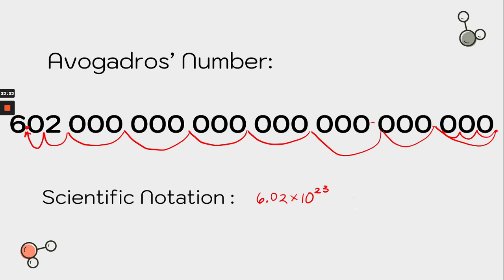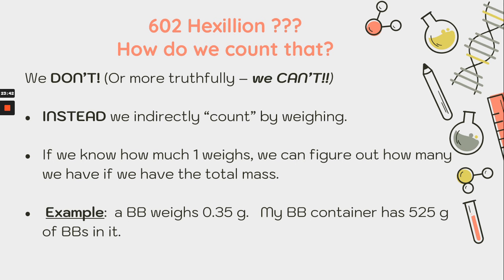If you would like. We will learn how to use our calculator to put the number in like this in coming lectures, but not today. Today we're just learning this is Avogadro's number, and this is equal to 1 mole in chemistry. This is our version of a dozen. Okay. So 602 hexillion, how are we going to count a number like that?